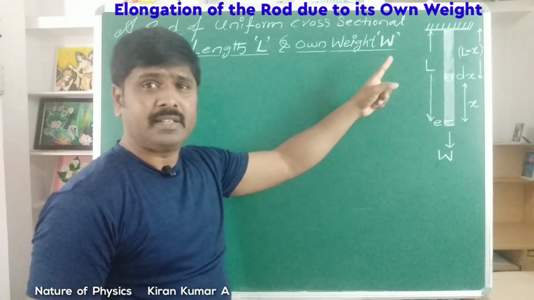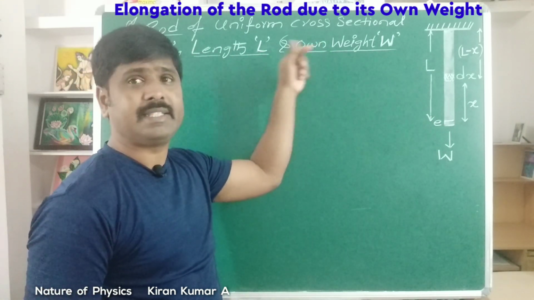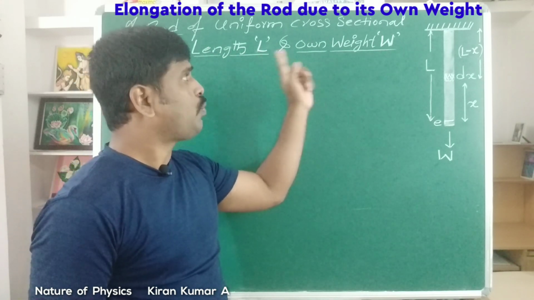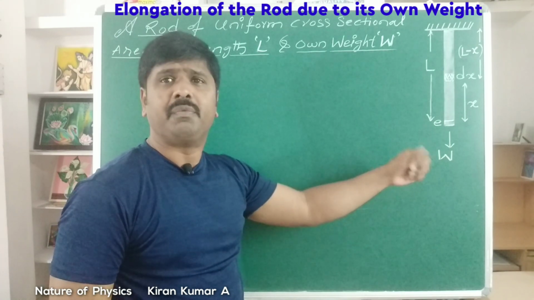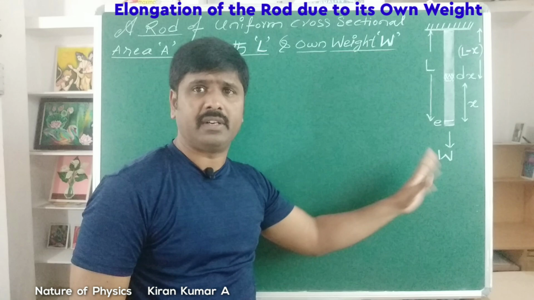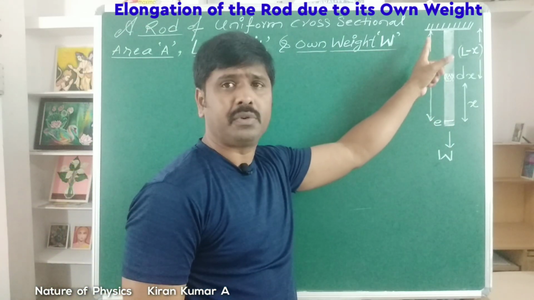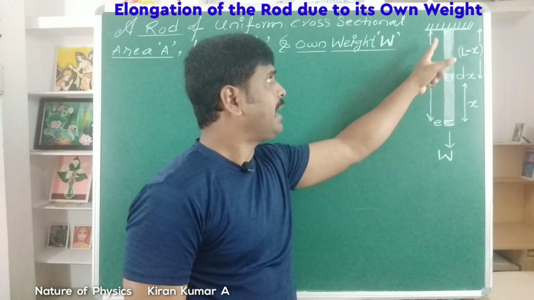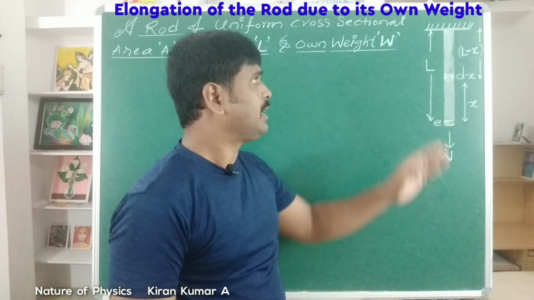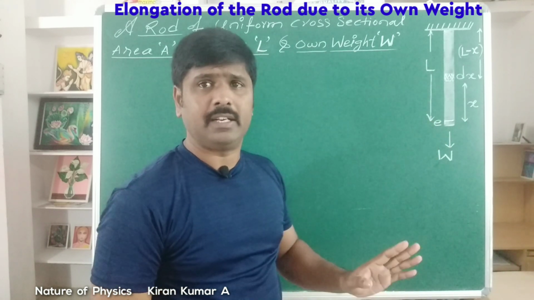See here, this is the uniform rod, of area of cross section capital A, length capital L, and its own weight W. Weight is the gravitational force acting in the downward direction on the rod. Now the rod is first connected to a rigid support and the other end is freely suspended. That is a vertically suspended rod.